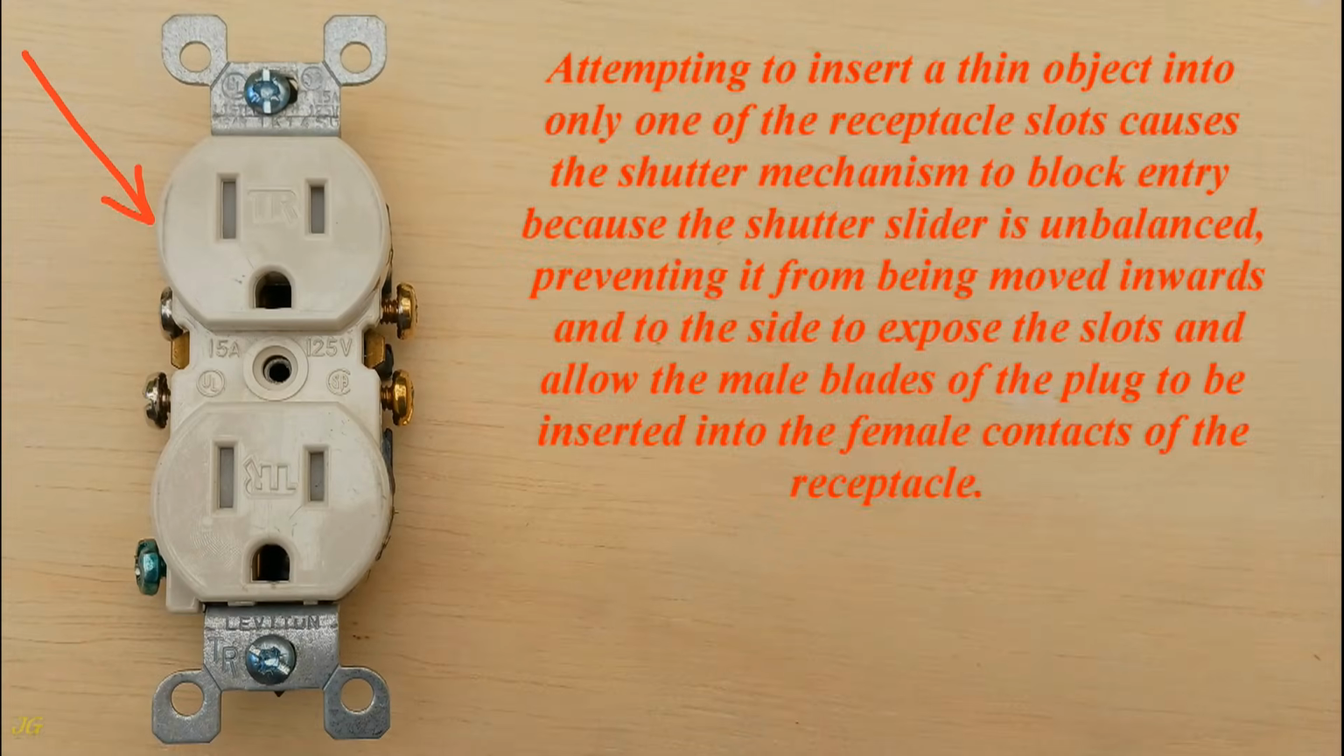Attempting to insert a thin object into only one of the receptacle slots causes the shutter mechanism to block entry because the shutter slider is unbalanced, preventing it from being moved inwards and to the side to expose the slots and allow the male blades of the plug to be inserted into the female contacts of the receptacle.